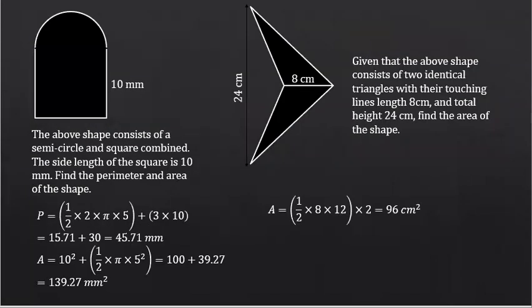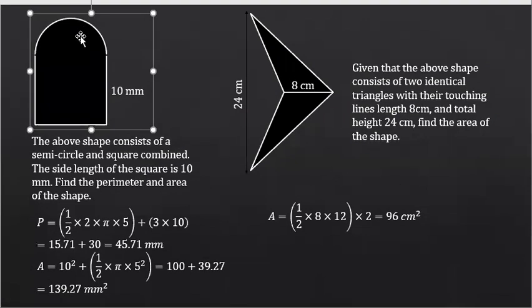All right, moving on to the last question. In this question, we have half of a circle, or a semicircle, and a square combined. So what we are going to do is combine the area of these 2 shapes the same way we did previously. The area of the square is 10 multiplied by 10. That is what we would normally do.